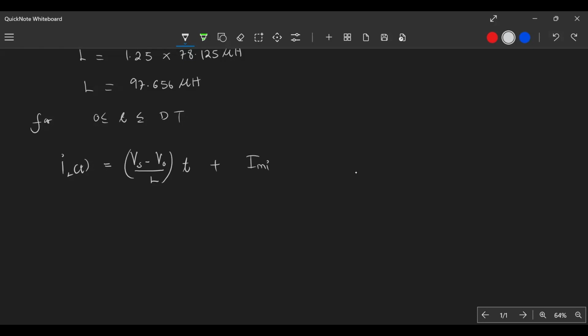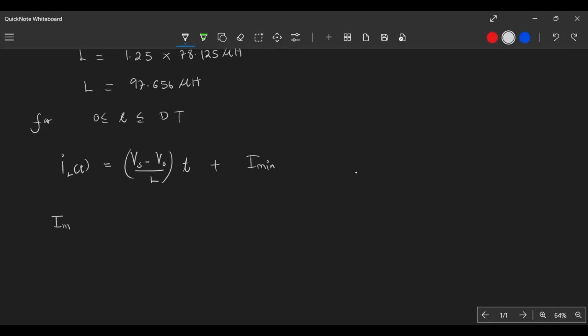Imin is more like the y-intercept. I showed you this, the Imin. It's a y-intercept. So Vs minus Vo over L is simply what? The slope of this equation. You know that Vs is greater than Vo, so it's positive. So this slope is actually positive, and no wonder you have this kind of line. We need to find Imin first. We have Vs, Vo, L, we have everything.